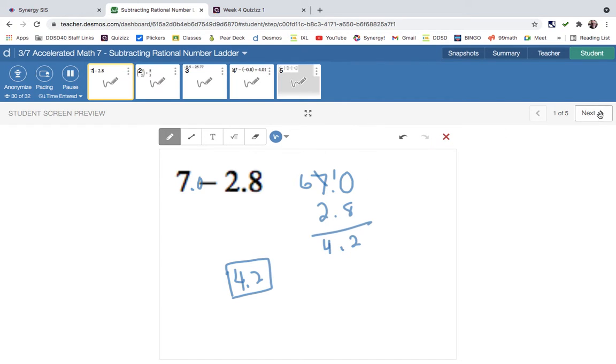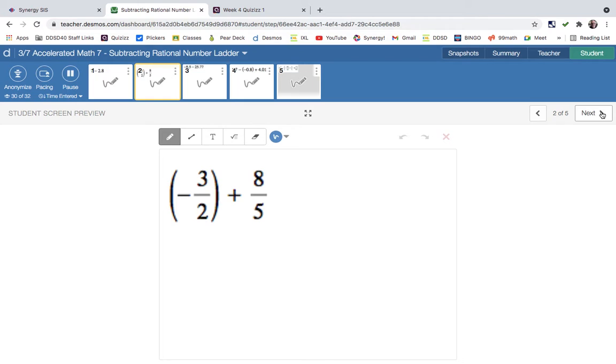Next one is negative 3/2 plus 8/5. I need to find a common denominator. So I like to put the negative with the numerator. You can do that. It can go in front, as long as it just goes in one place. And I'll put 8/5 right here. Now, quite a few people change this to mixed numbers, and you can do that, but for a lot of people, it just makes it more confusing. So we'll keep it as an improper fraction.